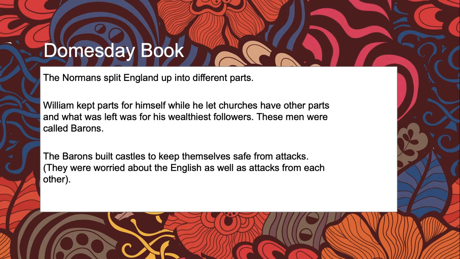The Domesday Book. The Normans split England up into different parts. William kept parts for himself while he let churches have other parts, and what was left was for his wealthiest followers. These men were called barons. The barons built castles to keep themselves safe from attacks. They were worried about the English as well as attacks from each other.